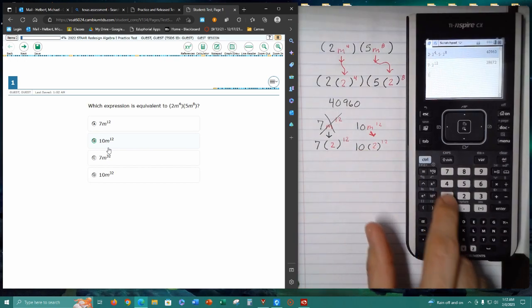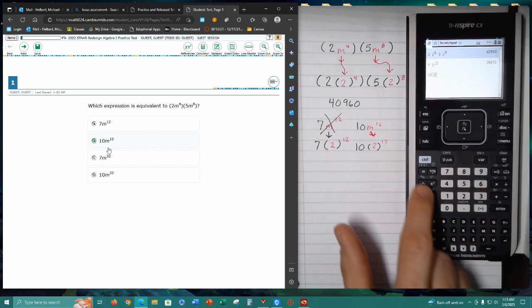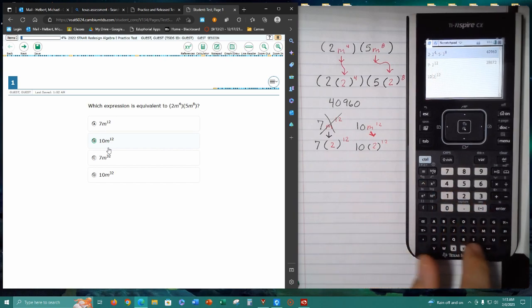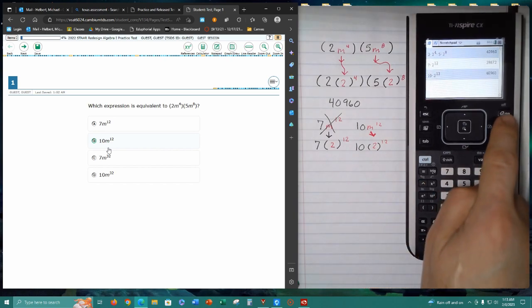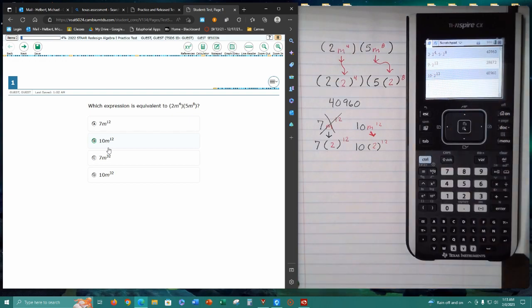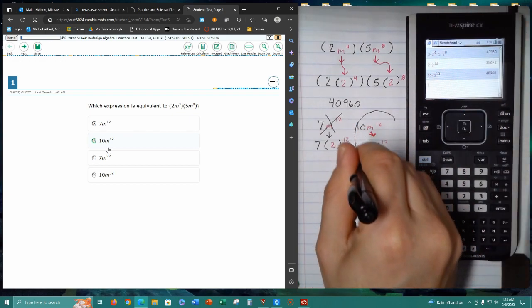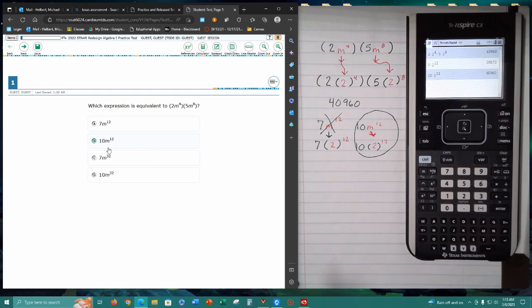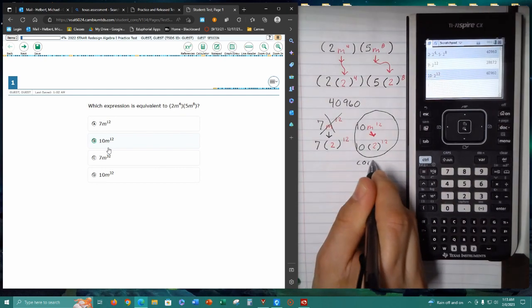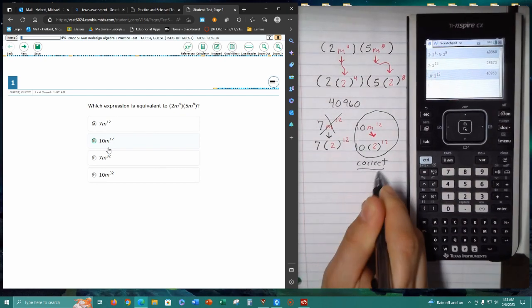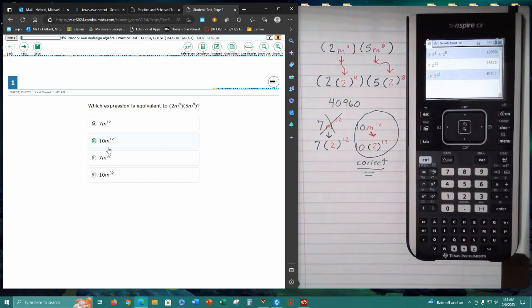And we'll see if this one's the right answer. So I'm going to put it in my calculator. 10 times 2 to the power of 12. And notice it gives me 40,960. So I know that this answer is correct. Now this is the trick to answer it. So I'm going to go ahead and select B. B is the correct answer.